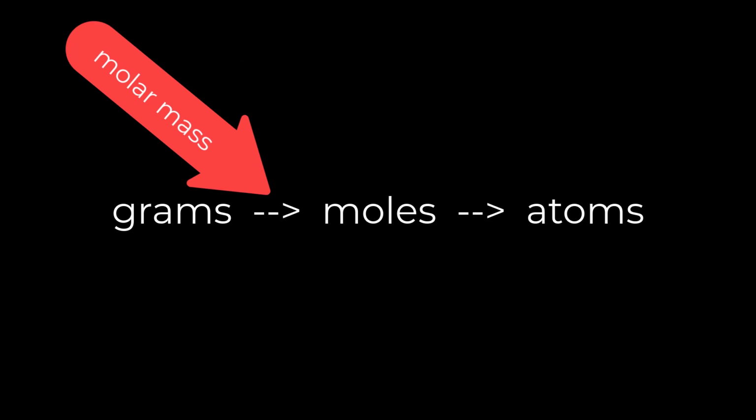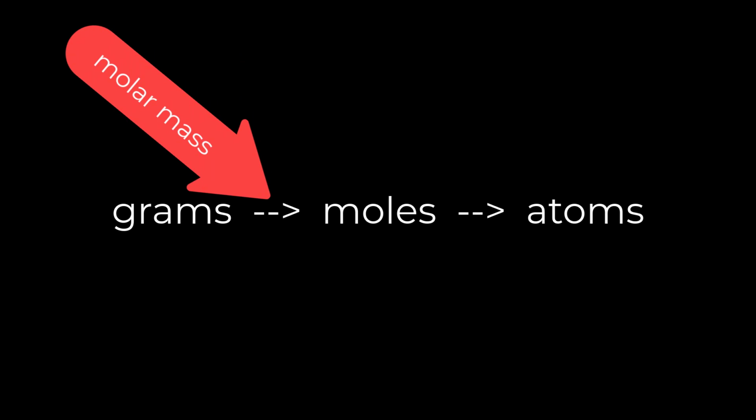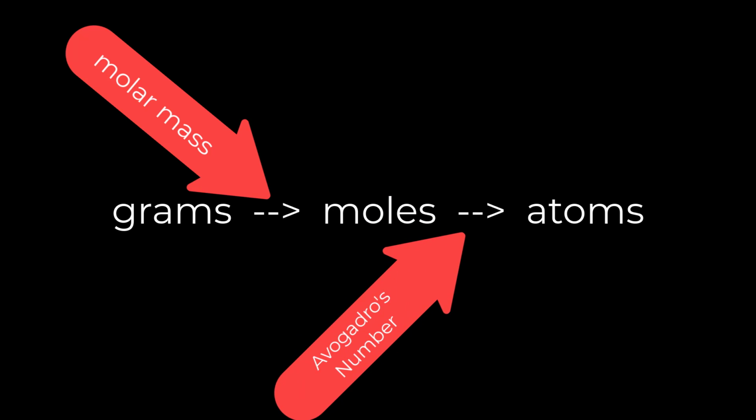In general, that is your step-by-step process for converting from grams of an element into atoms of an element. You go from grams to moles to atoms. To get from grams to moles, you use the molar mass specific to the element. And then to get from moles to atoms, you use Avogadro's number, which applies to any element or object that you're counting.